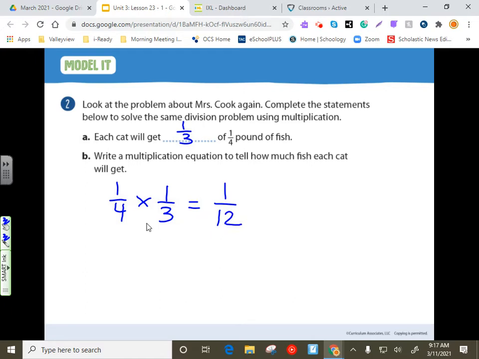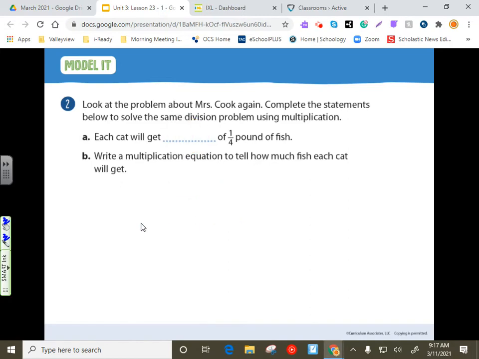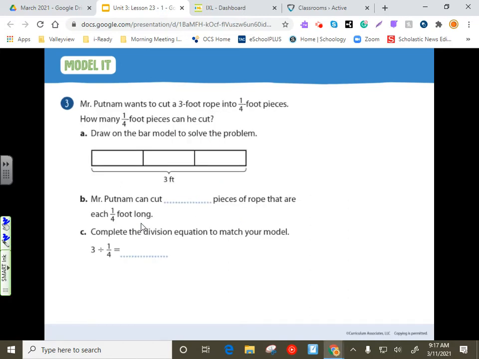Okay, so again, when we talk about it this way, this is why we flip. Like, this is why instead of that 3, it's going to be 1/3. This will make a little more sense as we do a few more. All right, turn to page 460.